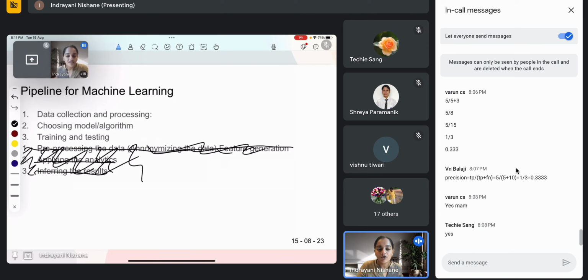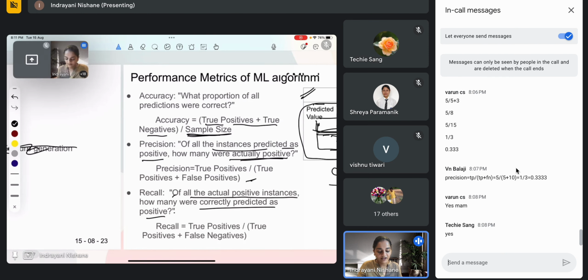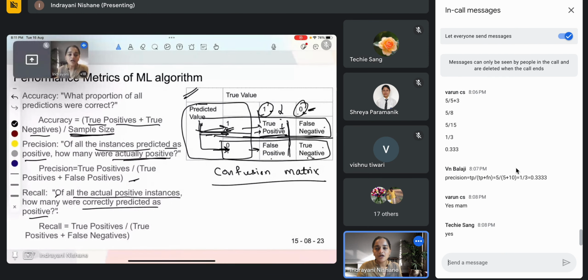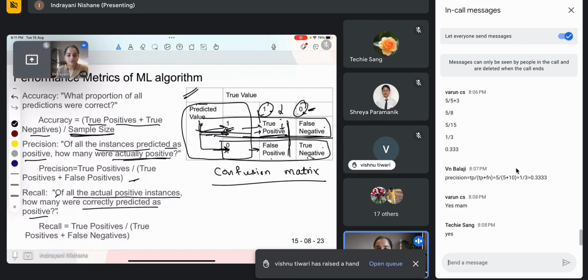So from this slide onwards, it will be like quick notes for you. Here is a simple way to remember and a simple way to have all the formulas listed. Yes, Vishnuji, you can unmute and ask questions or concerns if you have any.